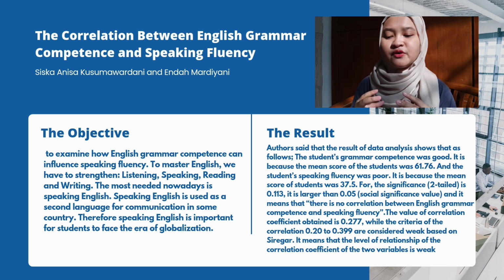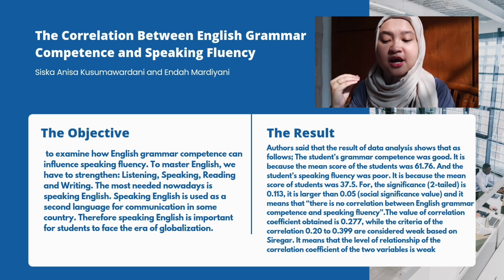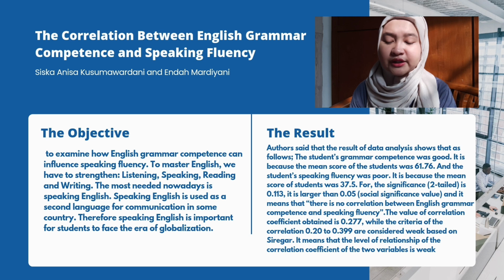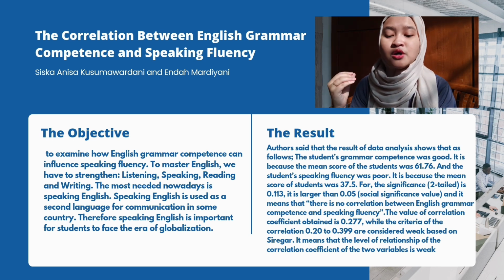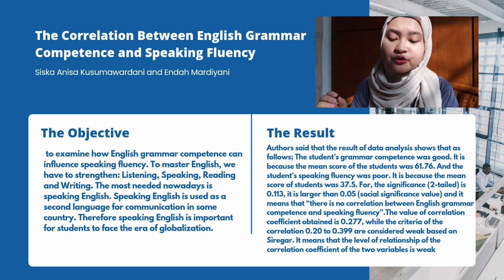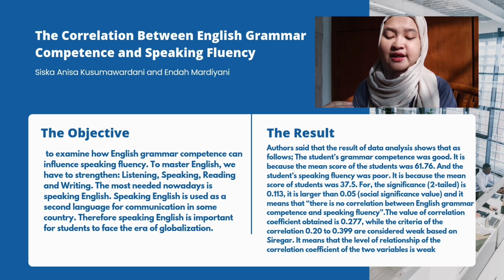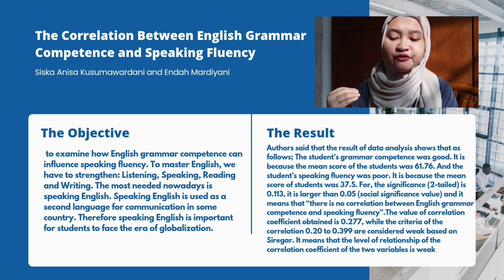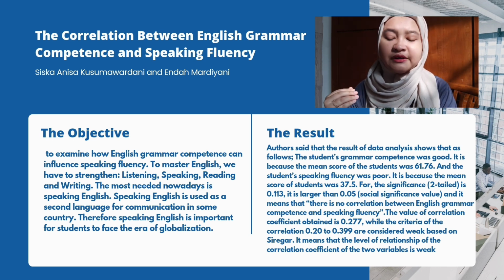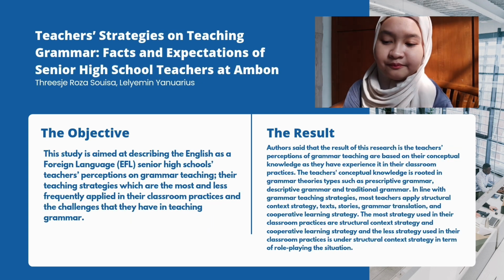The value of the correlation coefficient obtained is 0.277, while the criteria of correlation 0.20 to 0.399 are considered weak based on Sugiyono. It means that the level of relationship of the correlation coefficient of the two variables is weak.